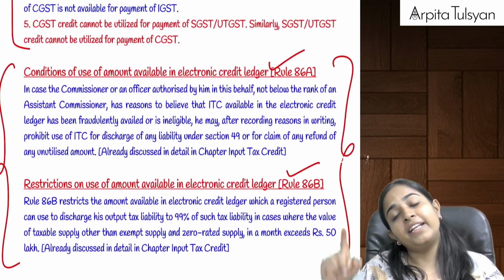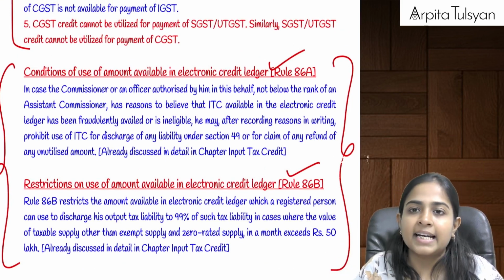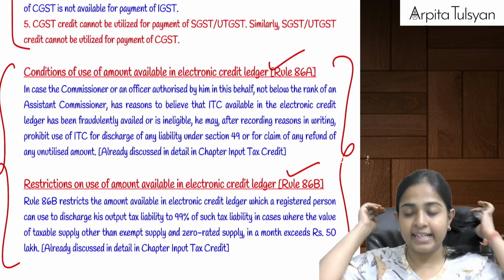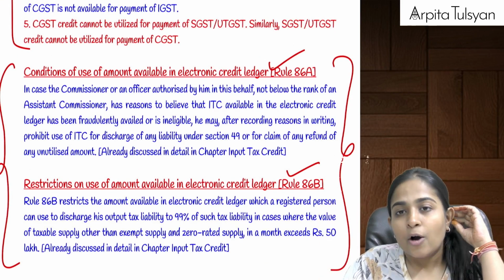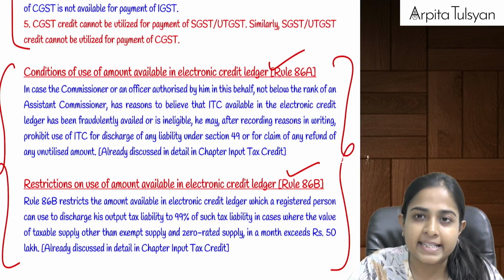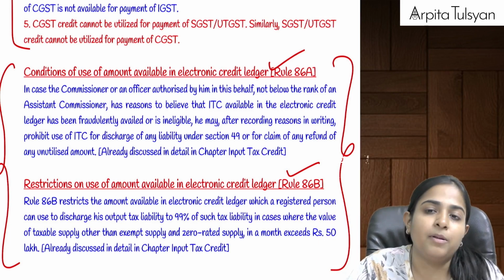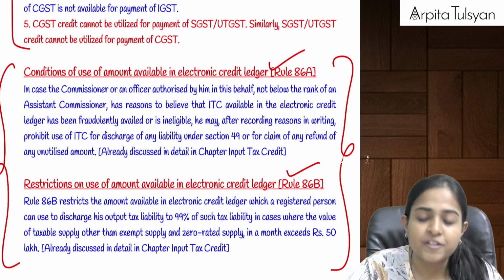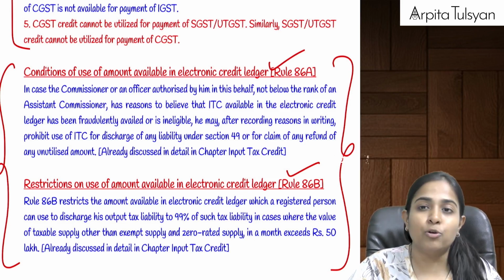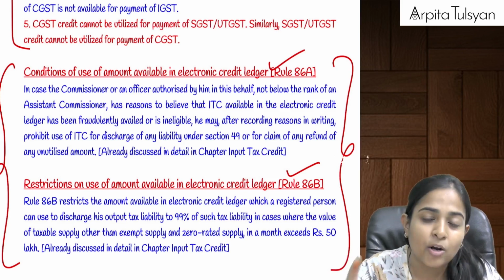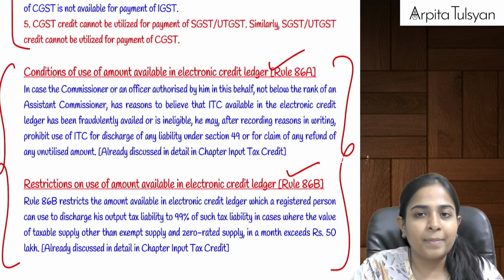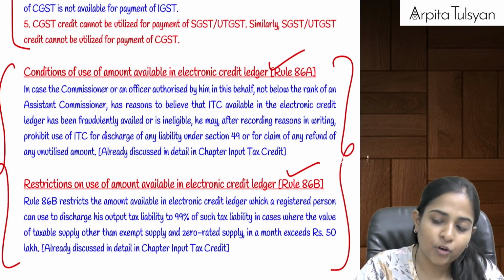Then in that very chapter of input tax credit, we had studied about rule number 86A and 86B. In rule number 86A, we had studied that if you have fraudulently availed some amount of ITC which you are not eligible for, then the commissioner or any other officer authorized by the commissioner can tell you that so much amount is blocked and you cannot utilize this amount of ITC. Then you will not be allowed to utilize that amount of input tax credit.